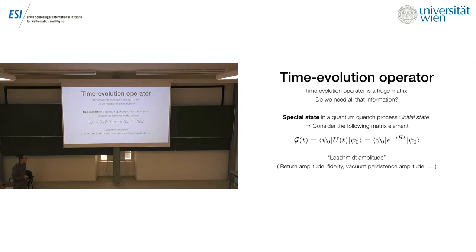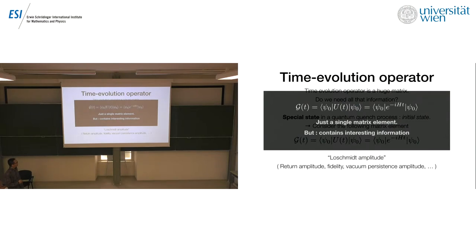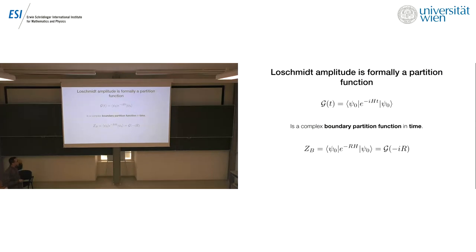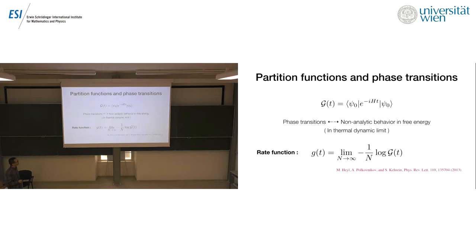It also tells us the return probability of a specific time-evolved wave function to its initial state. So this quantity, even though it's just a single component in the unitary evolution, still contains some interesting information for us to study. As I mentioned, it can be formally mapped to some kind of partition function. In the notion of phase transition, one can use the partition function and analyze the zeros of that partition function to identify phase transitions.